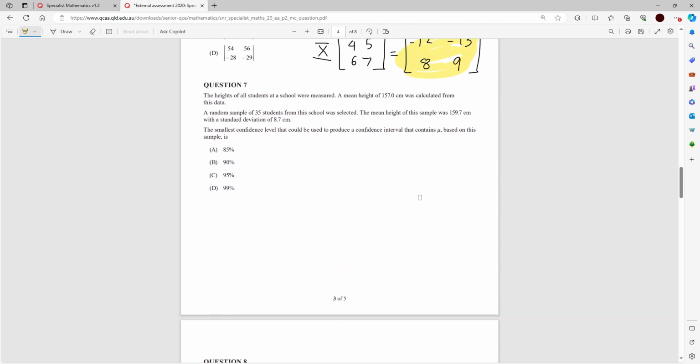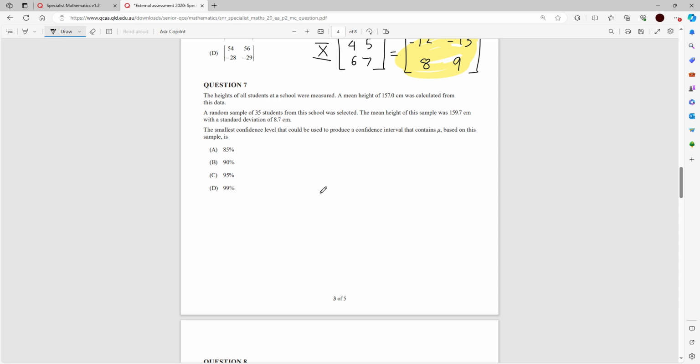So, the heights of all students at a school were measured. The mean height of 157 centimeters was calculated from this data. A random sample of 35 students from the school was selected. The mean height of this sample was 159.7 centimeters, with a standard deviation of 8.7 centimeters. The smallest confidence level that could be used to produce a confidence interval that contains mu based on the sample is 85%, 90%, 95%, or 99%.